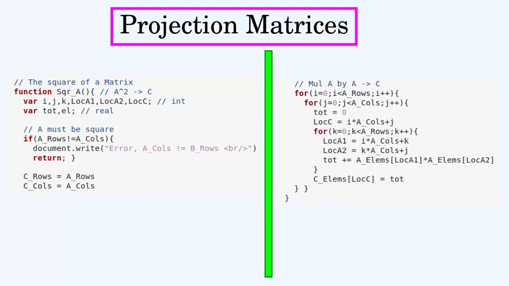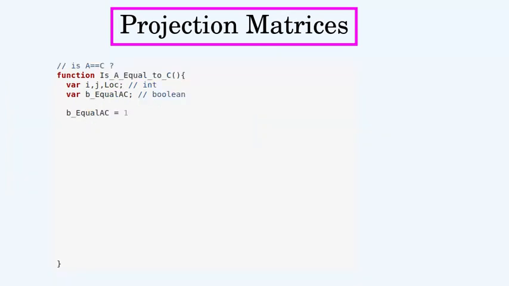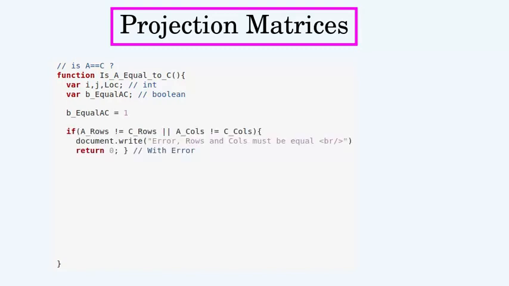Matrix A is both the first and second matrix, and different locations will be accessed in A for each element in the product matrix C. Now to create a function to test whether A is equal to C, that is, if A is equal to its own square. Matrices A and C must have the same dimensions to be equal.